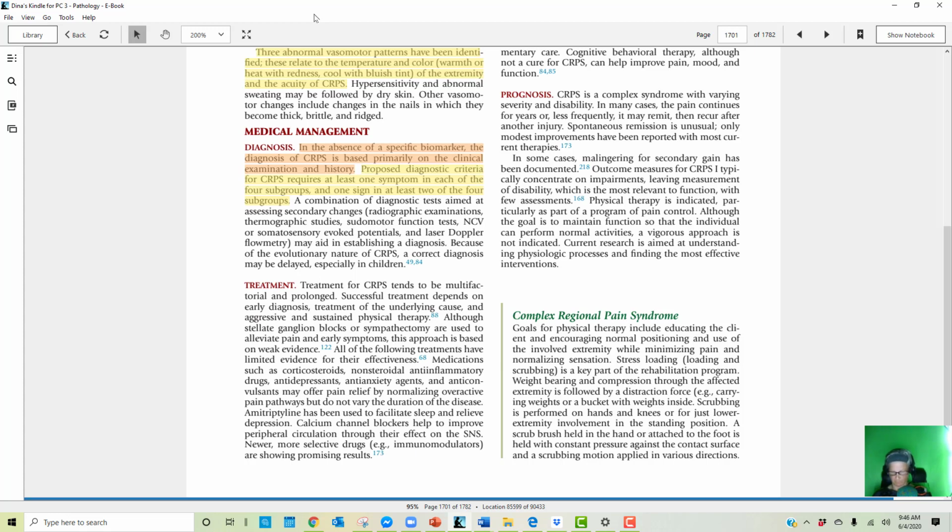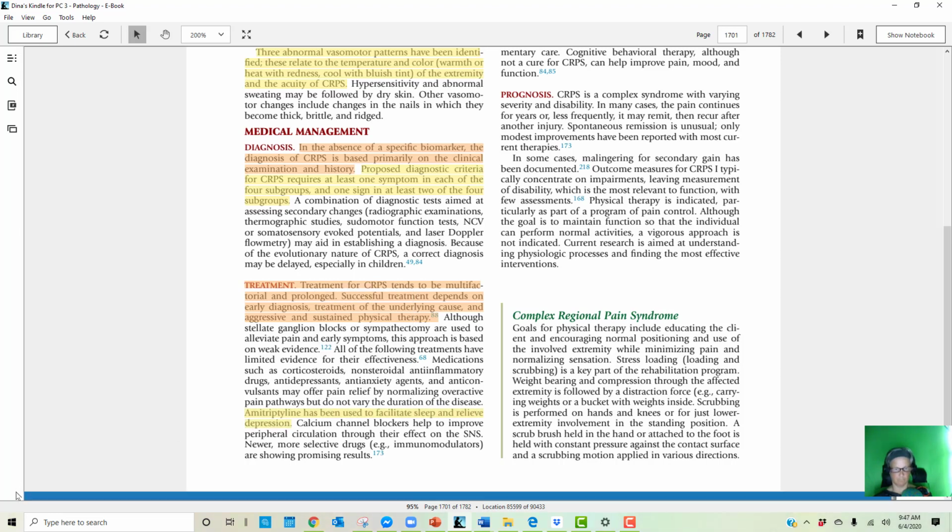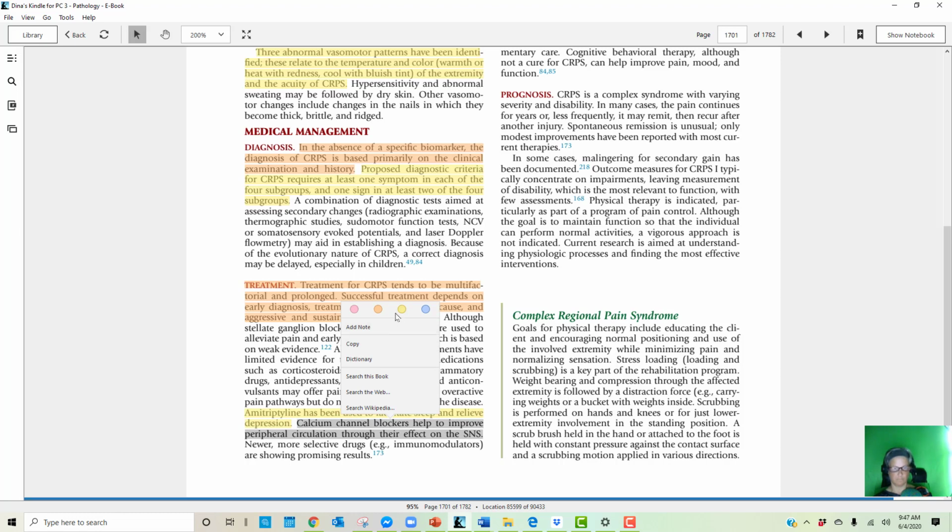Medications such as corticosteroids, non-steroidal anti-inflammatory drugs, antidepressants, anti-anxiety agents, and anticonvulsants may offer pain relief by normalizing overactive pain pathways but do not vary the duration of the disease. Amitriptyline has been used to facilitate sleep and relieve depression. Calcium channel blockers help to improve peripheral circulation through their effect on the SNS. Newer, more selective drugs, for example, immunomodulators, are showing promising results.